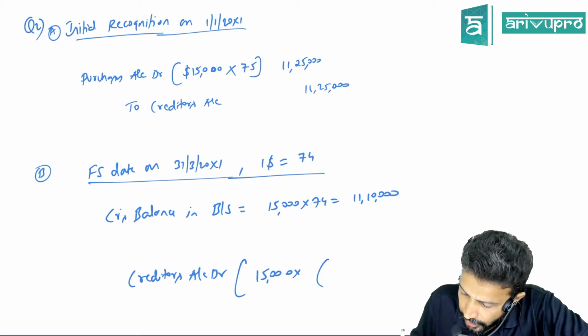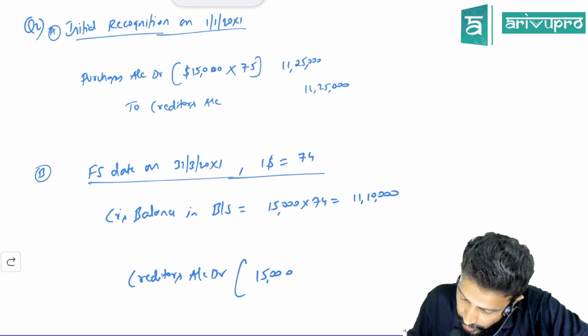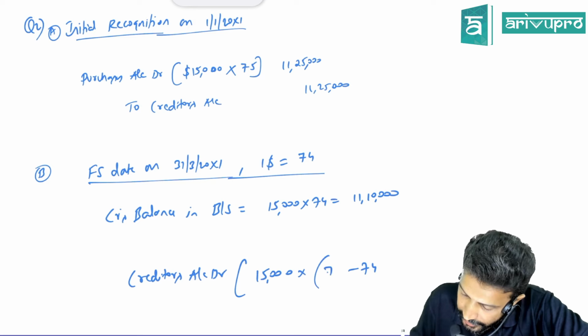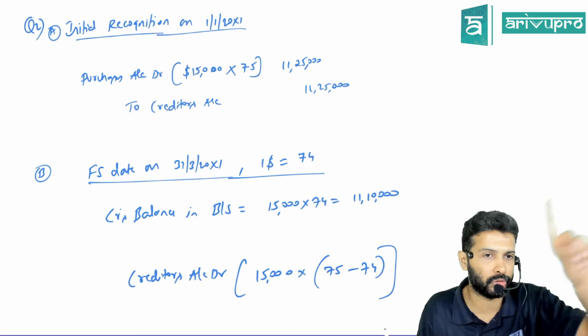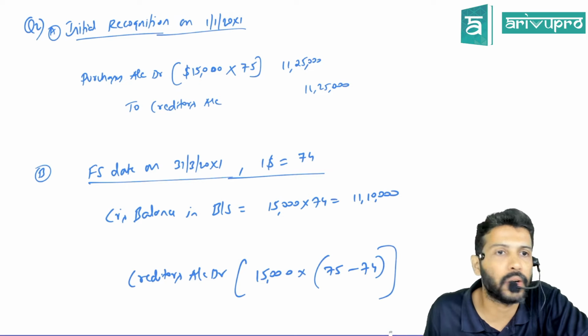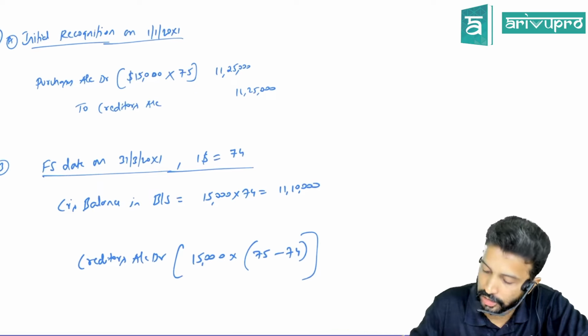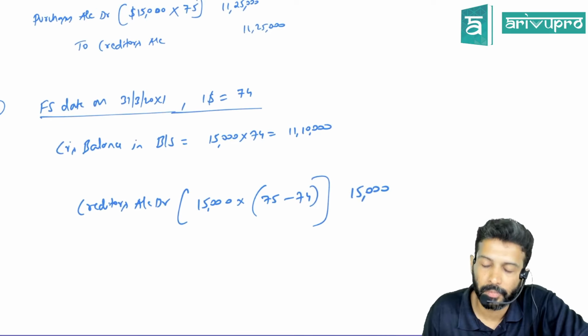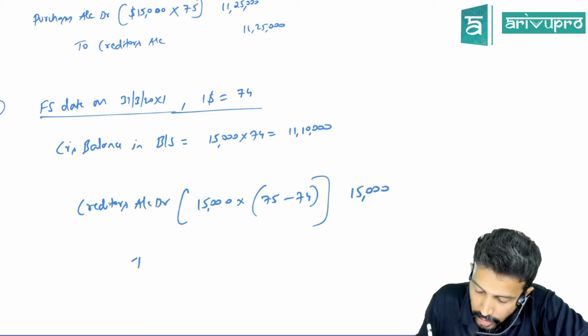You have to convert this at 74, but you have converted at 75. How much extra did you use? 1. So $1 you have converted at 1 rupee more, for $15,000. So this will be 15,000 rupees. Creditor's account debit to what?